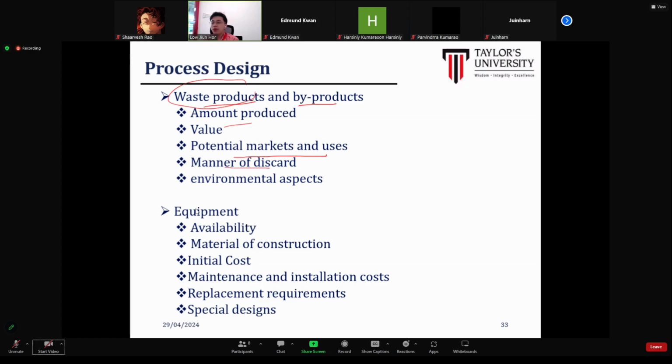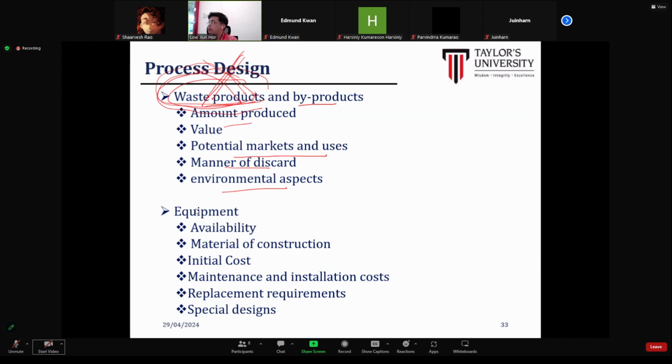Will it be possible to construct a treatment plant in our chemical plant to handle this waste that is generated? Is there any huge negative impact that this waste product will have on the environment? All this we need to try to consider as well. If possible, we try to avoid the generation of waste products, especially hazardous and toxic chemicals or waste products.